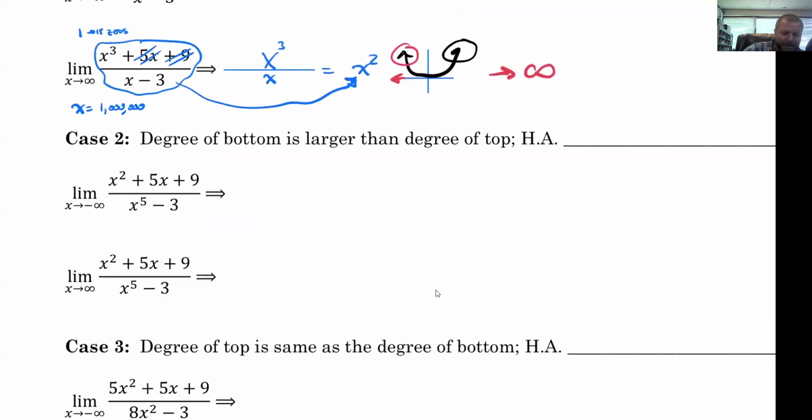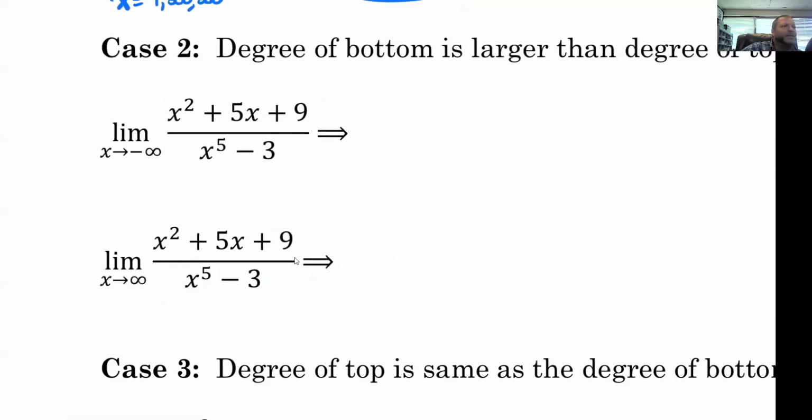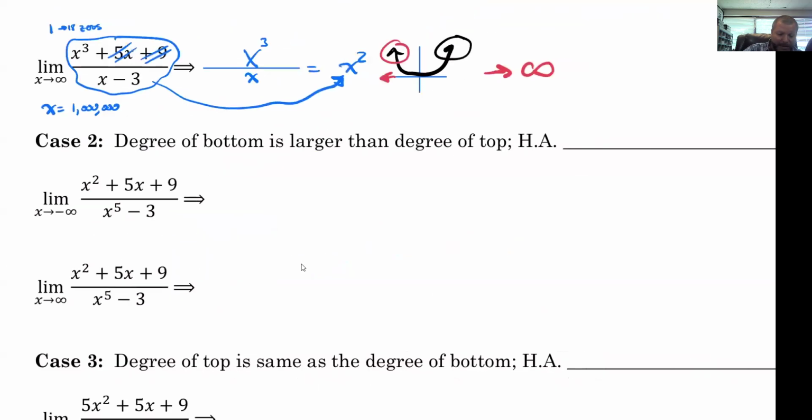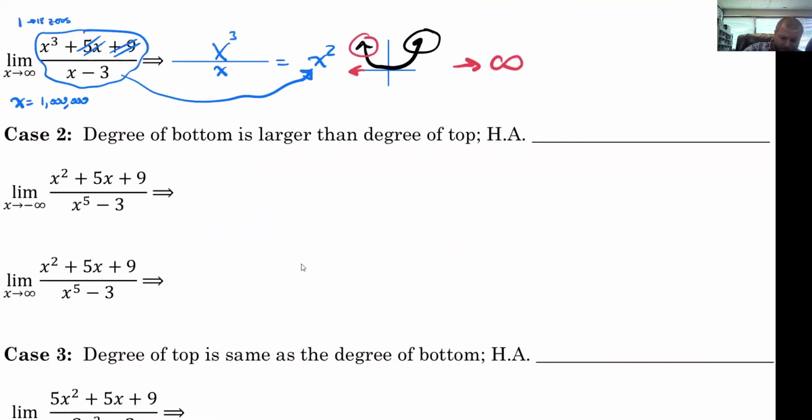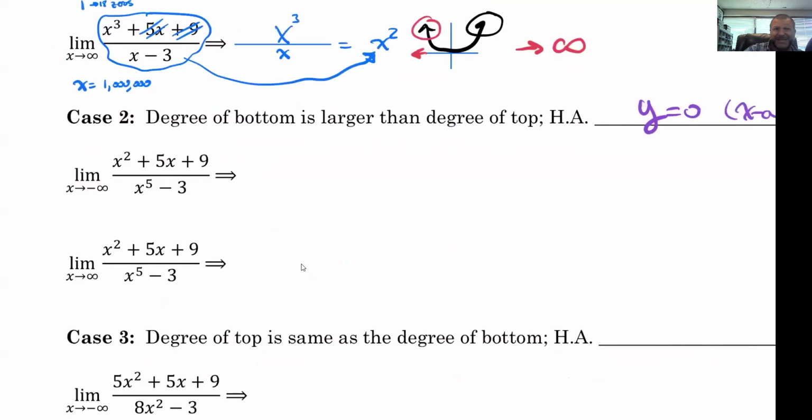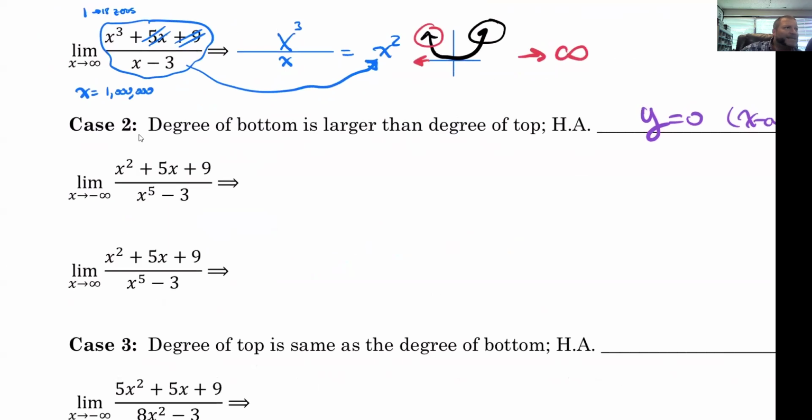So if I look at the opposite case, suppose the degree of the bottom is bigger than the degree of the top. We're going to have a horizontal asymptote of y equals 0, aka the x-axis, by the same argument. If x is 1,000,000, then 1,000,000 to the 5th power, and you lose $3, like $3 is nothing. So eventually this bottom starts acting like x to the 5th, and the top starts acting like just the highest power term, x squared. So eventually this starts acting like 1 over x cubed.